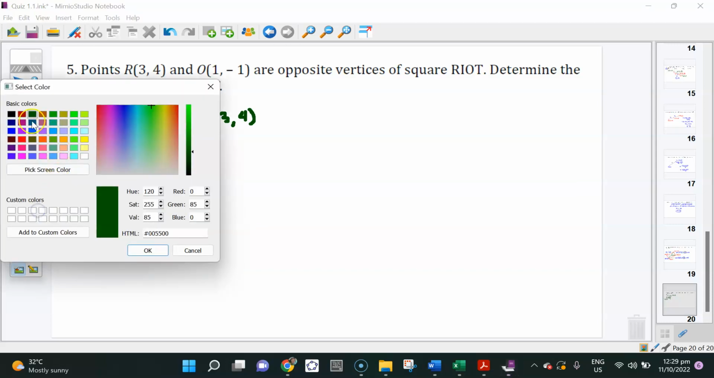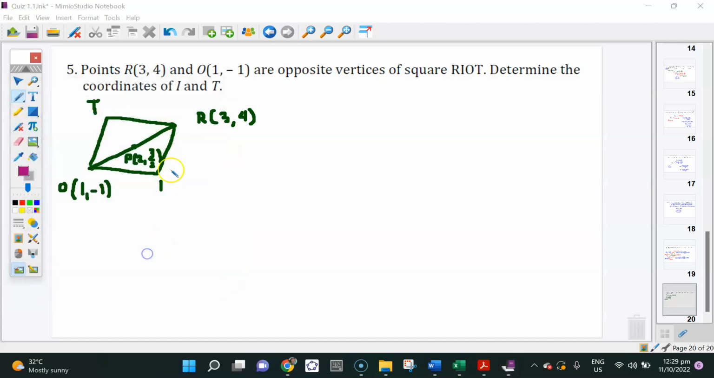Okay, so my point here is that the diagonals of the square bisect each other. Meaning, these are equal. Right? And also, we can say that TO is equal to TR. Okay, so let's organize this. First, let's take TO equals TR.